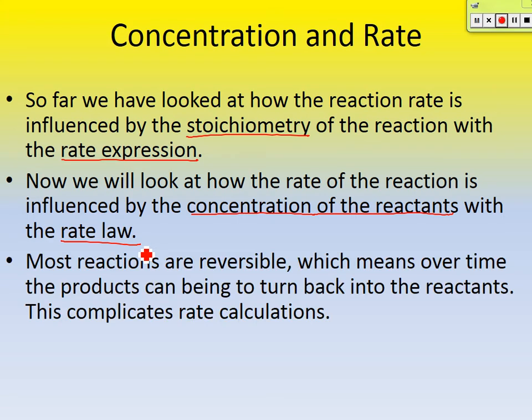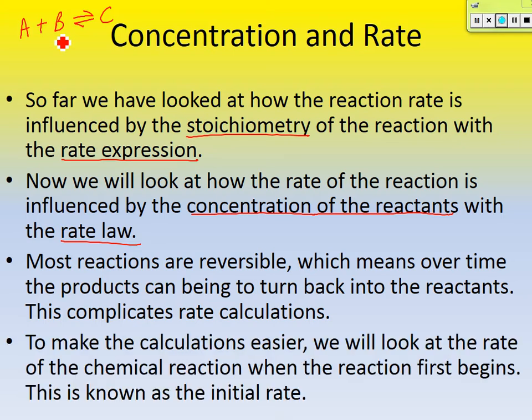Most reactions are reversible. If you remember what a reversible reaction is, it means that over time the products can begin to turn back into the reactants, and this complicates our calculations. For example, if we have this reaction A plus B and it's reversible and it goes to C. If you think about reaction rates, we're interested in how fast A and B make C. But guys, if C can decompose back into A and B, that's going to complicate things.